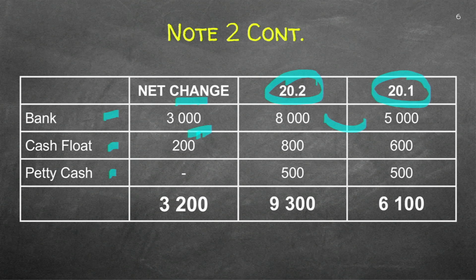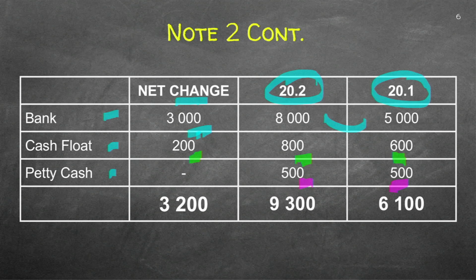Let's look at our cash float. Our cash float at the beginning of the year was 600 Rand. The end of the year, it's 800 Rand. So it has increased by 200 Rand. So again, it's not shown in brackets. My petty cash has remained the same. It was 500 at the beginning of the year. It's 500 at the end of the year.